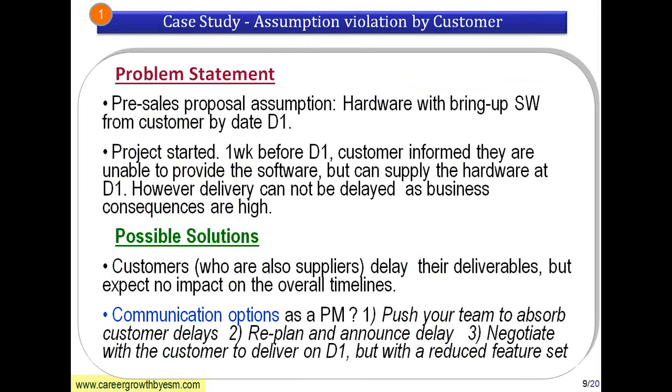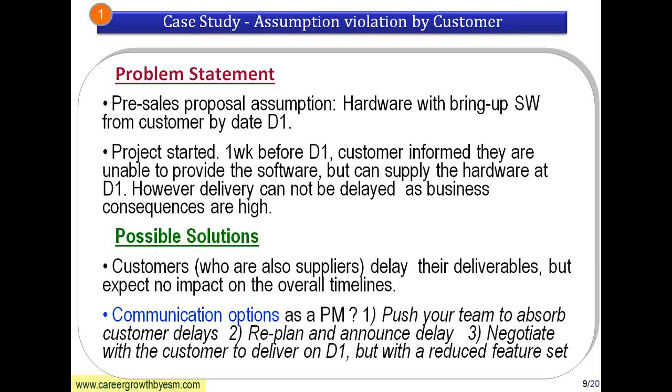First option is to push your team, basically push the team to absorb customer delays. What happens? Making them work on Saturdays, Sundays, weekends, making them stay overnight. All these actually reduce the motivation level. The second option before the manager is to replan and announce a delay. In this case, you are telling the customer that look, you have delayed it, so I am going to proportionally delay my deliverable and announce it to the customer.